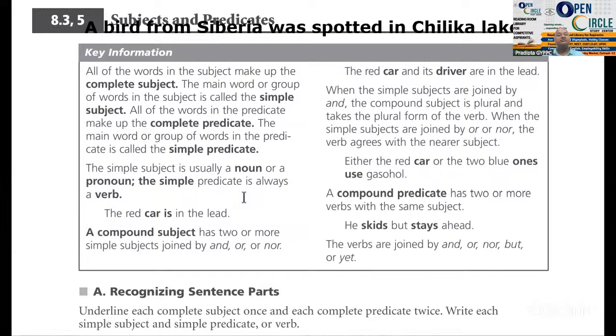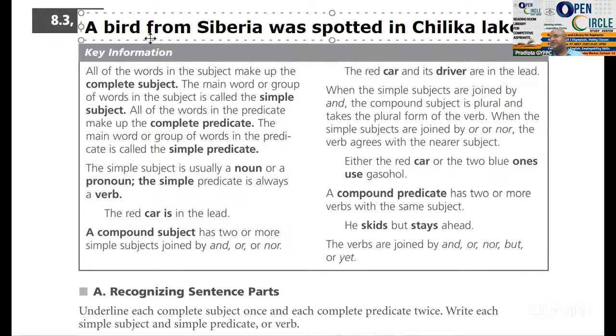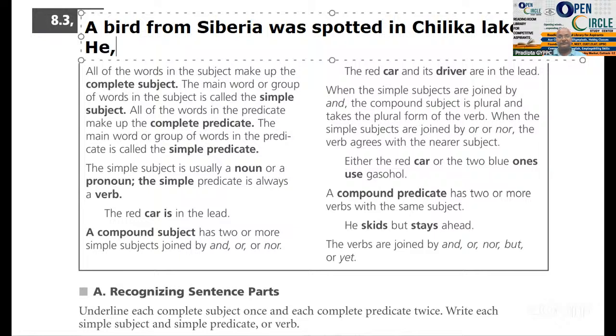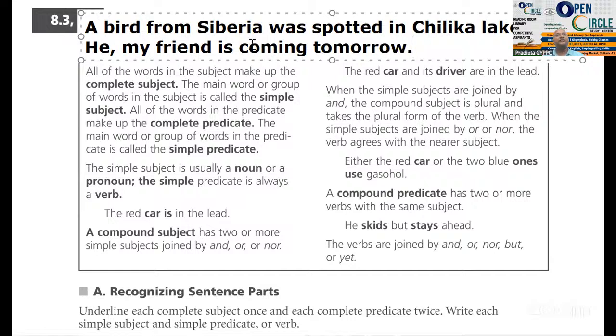तो simple subject क्या हो सकता है? Noun भी हो सकता है और pronoun भी हो सकता है. A bird from Siberia, यहाँ पे simple subject कौन सा? Pritish? Bird. It's a noun or pronoun? Noun. It's a noun. But suppose I would have written sentence, he, my friend, he, comma, my friend is coming tomorrow. He, my friend, is coming tomorrow.